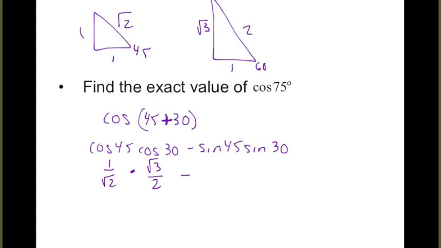Sine of 45 is opposite over hypotenuse in the 45 triangle. And sine of 30 is opposite over hypotenuse in the 30, 60, 90 triangle.